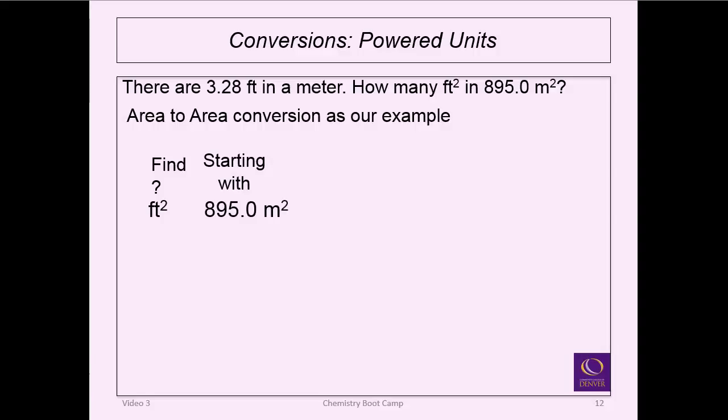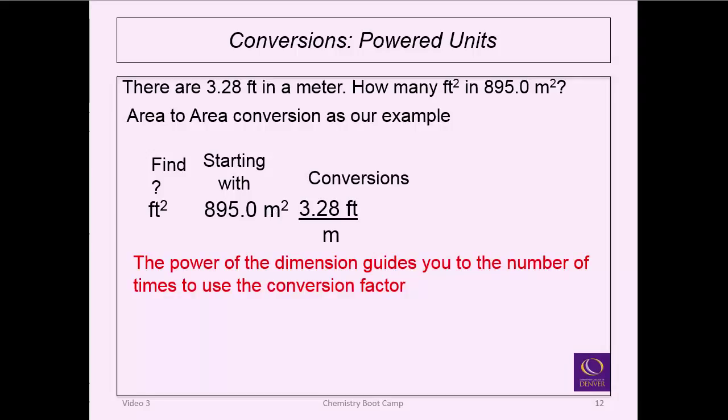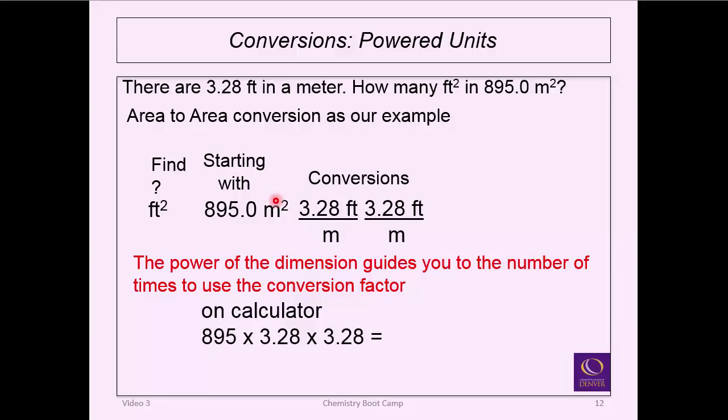895 square meters. So I know that I can use feet to meters as my conversion. If I put that in there once, the dimensions will tell me I should be able to cancel one of these, but I'll be left with meter feet. So how do I get rid of that second meter foot? The power of the dimension guides you to the number of times you use the conversion factor. So if the dimension has a power of 2, then you should use the conversion twice.